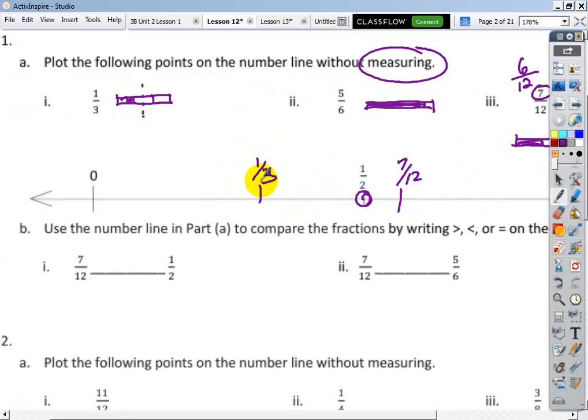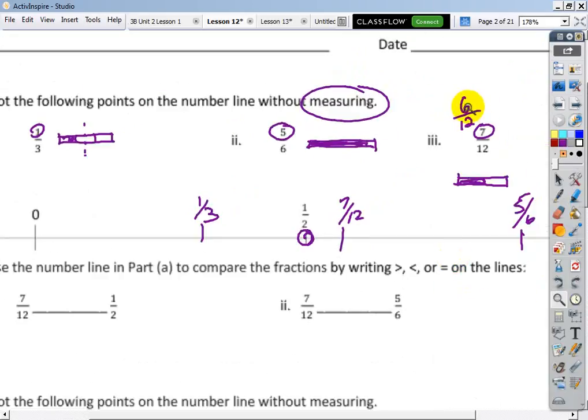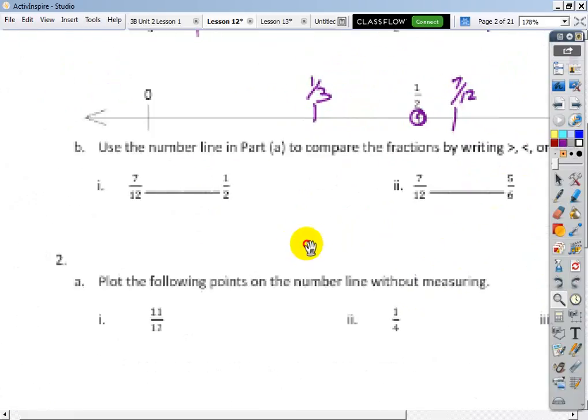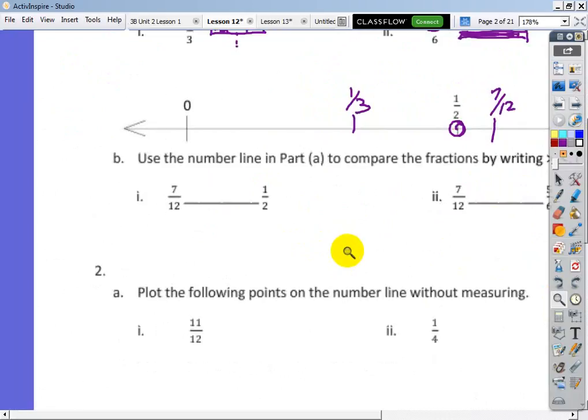Okay, so how do we get that? 1 out of 3 is less than half because that's only 1 piece out of 3 pieces. 5 out of 6 is just about a whole thing, so it's almost all of them out of 6. And 7 out of 12, that's about half. It's a little more than half. So use the number line.